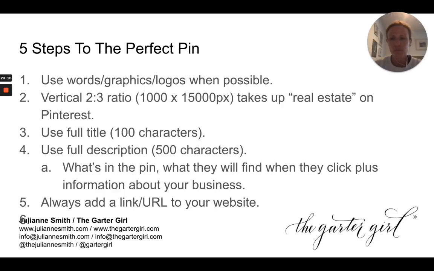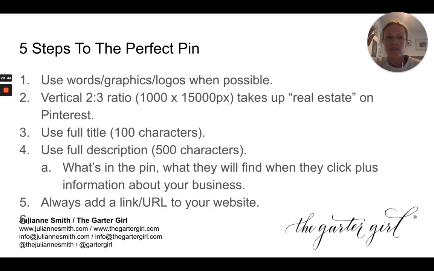Okay. The next thing is you want those pins to be that vertical ratio. They call them 2:3 ratio, or 1000 by 1500 pixels. And the reason why is because it takes up the most real estate on Pinterest, right? So think about, this is my phone real quick. Think about, as a vertical, it's that upside down rectangle, or not horizontal, so vertical like this. And as you're scrolling through, right, that high rectangle is going to take up the most real estate on Pinterest.